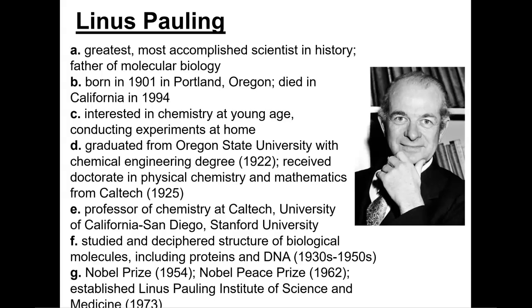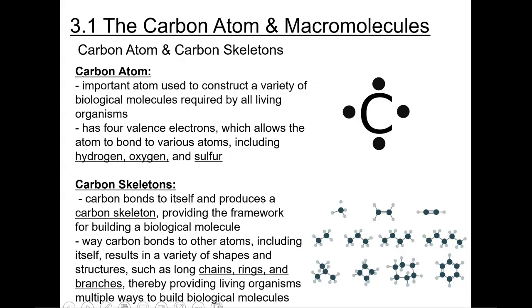He studied and deciphered structures of biological molecules, including proteins and DNA, and he did a lot of this research at the same time as Watson and Crick and Rosalind Franklin, between the 1930s and 1950s. He ended up winning the Nobel Prize in 1954 and the Nobel Peace Prize in 1962. He established the Linus Pauling Institute of Science and Medicine in 1973. So he has a lot of accomplishments there.